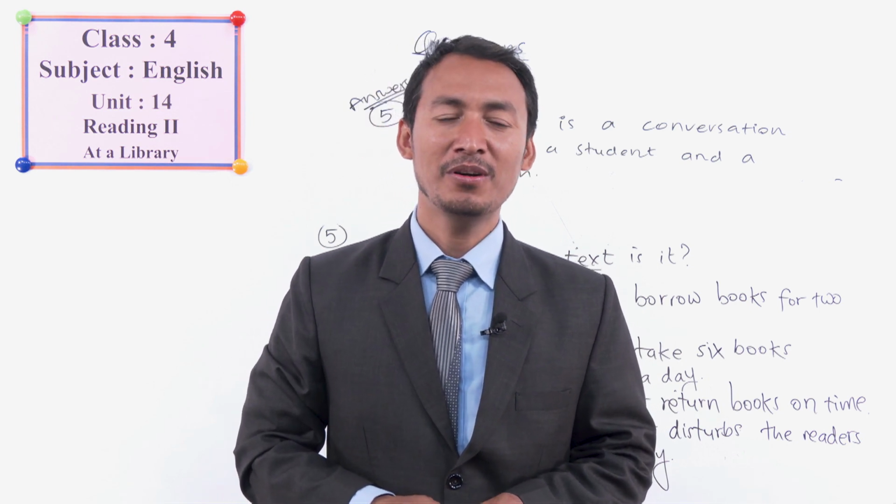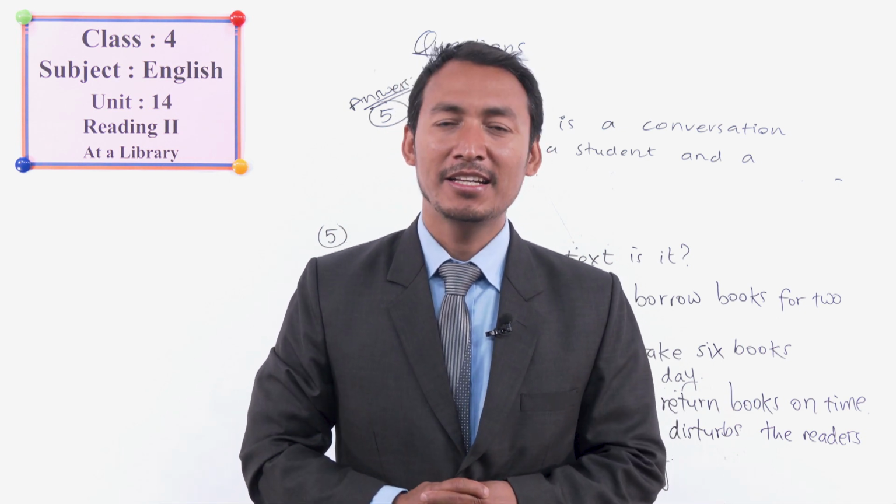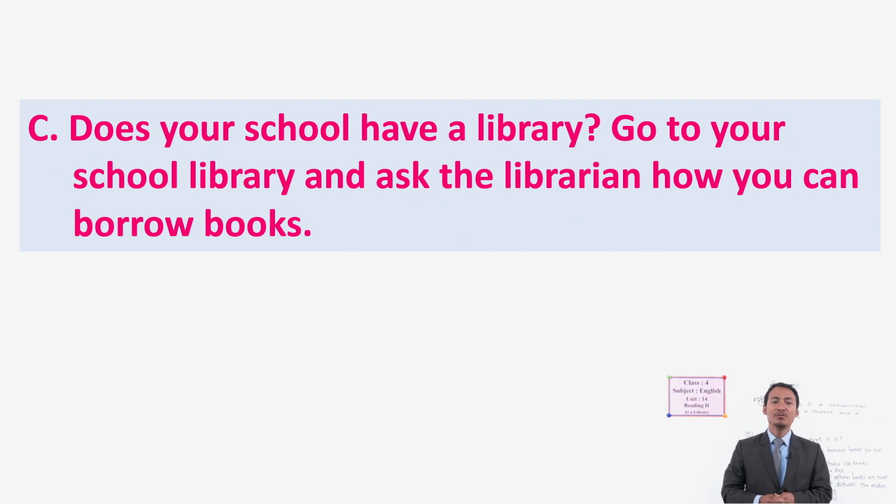Now we have one more task, that is task C from this lesson, and it says, does your school have a library? Go to your school library and ask the librarian how you can borrow books. This is a task for you to visit a librarian at your school and say, how can I borrow books? So you can express it with a question like, how can I borrow books from our library? So what can you say once again? How can I borrow books from our library?